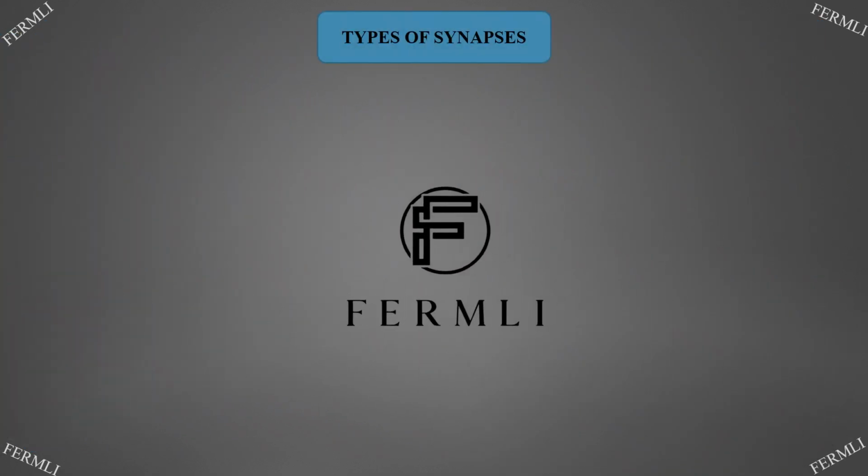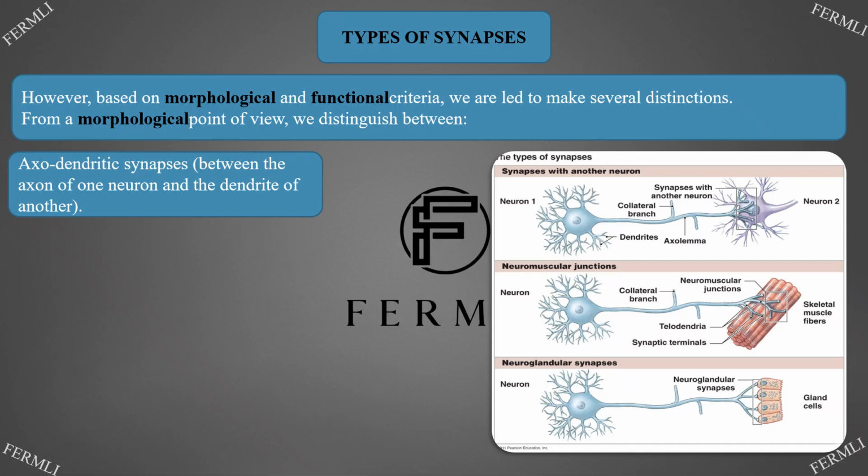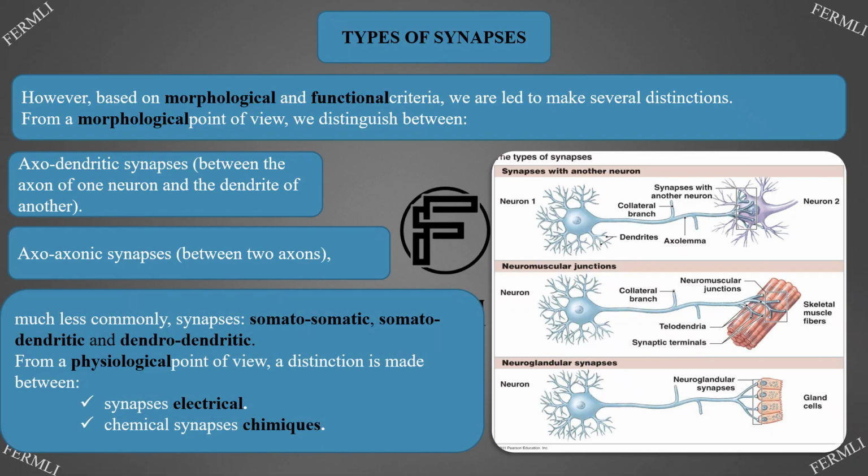Types of synapses. However, based on morphological and functional criteria, we are led to make several distinctions. From a morphological point of view, we distinguish between axodendritic synapses, between the axon of one neuron and the dendrite of another. Axoaxonic synapses, between two axons. Much less commonly, somatosomatic, somatodendritic and dendrodendritic synapses. From a physiological point of view, a distinction is made between electrical synapses and chemical synapses.